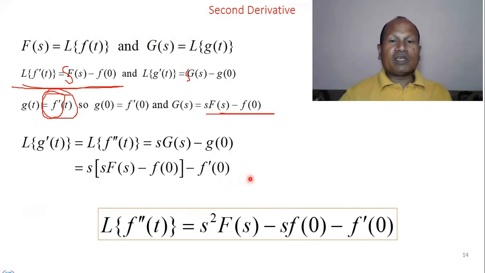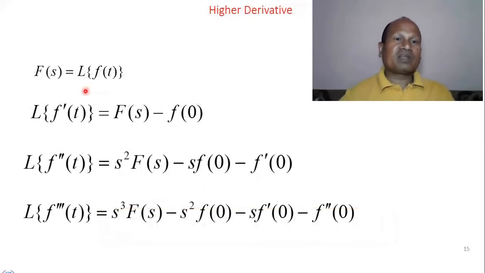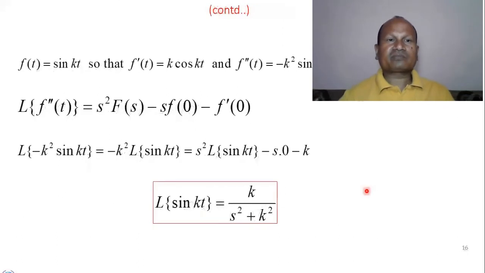So in this manner, we can go beyond and calculate the Laplace transform of any higher derivative term. Like f(t), Laplace is F(s), then first derivative, second derivative, and so on. The third derivative will be s to the power 3 F(s) minus s square f(0) minus s f dash 0, and the last term will be f double dash 0, which is the initial value of the second derivative term. And in this manner, we can calculate the Laplace transform of any higher order derivative.